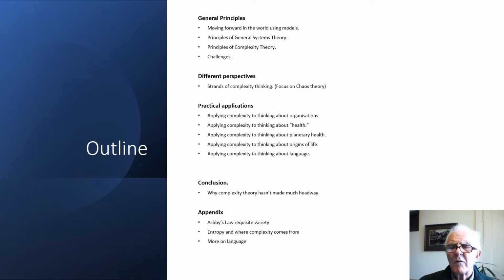Then I want to move on into some practical applications. I think applying complexity to thinking about organizations is probably the most relevant for us working in the NHS, how we make decisions in organizations. I think there's some interesting thinking about how we might view health. Then I want to say a little bit about planetary and global health.